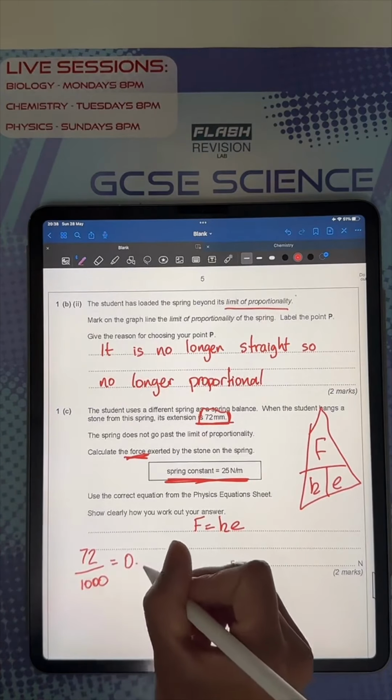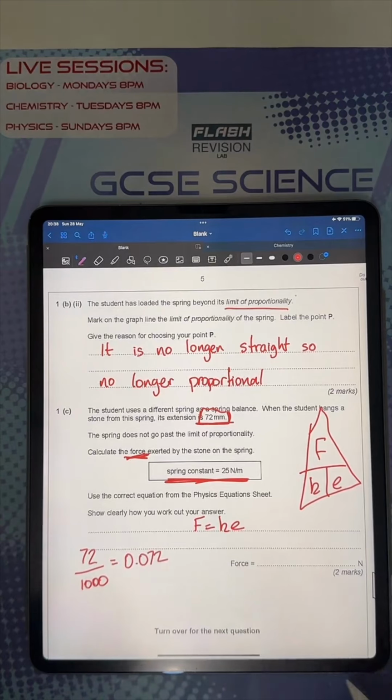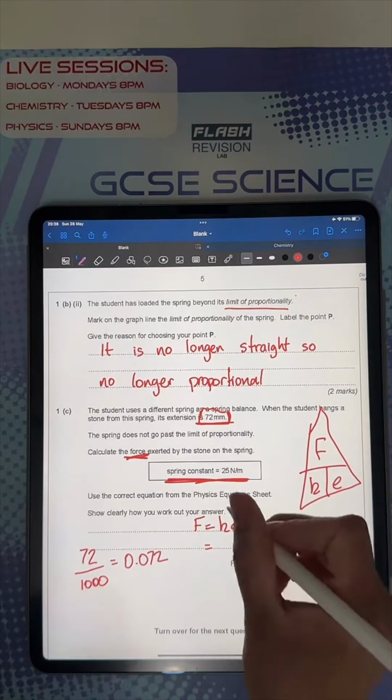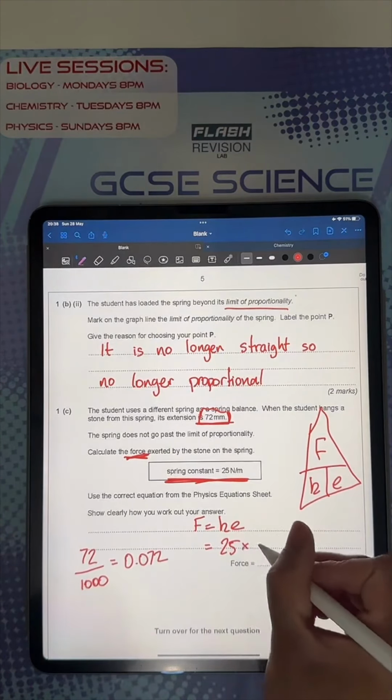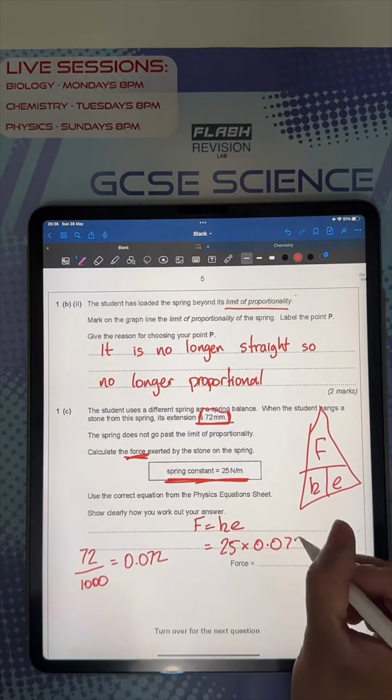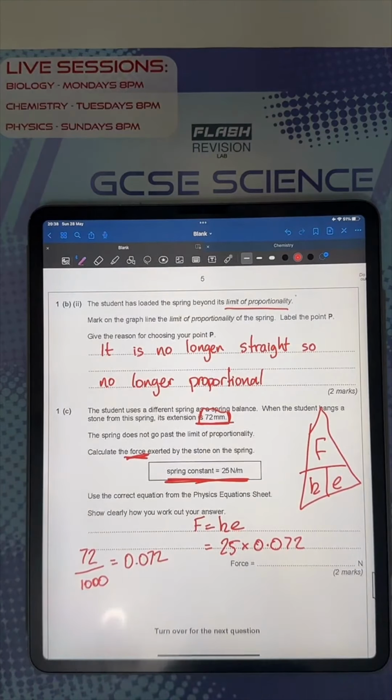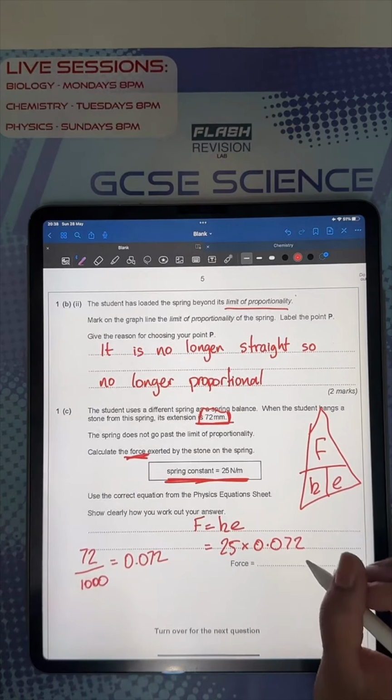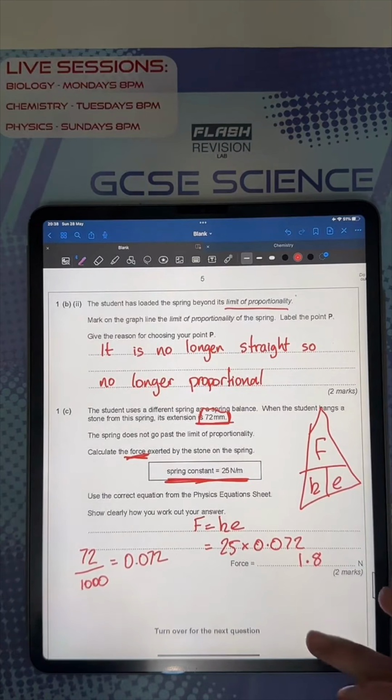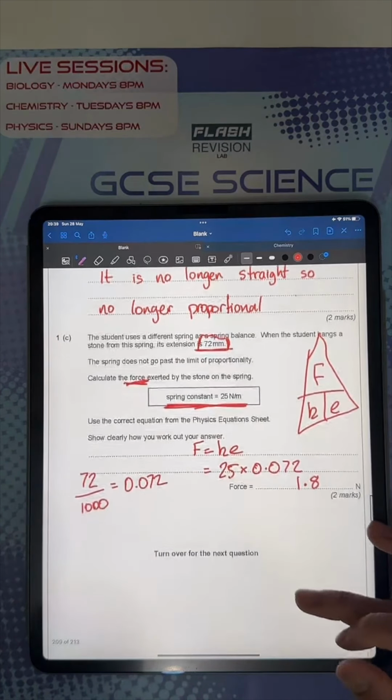So that gives 0.072. Now we can put it all into the equation. 25 times 0.072. Anyone got the answer there? Yeah, thank you very much. 1.8. Okay. Well done, guys.